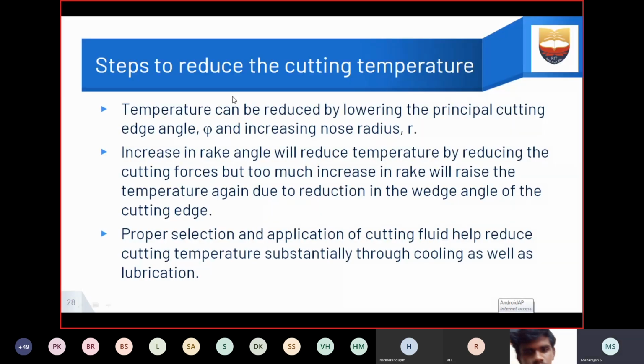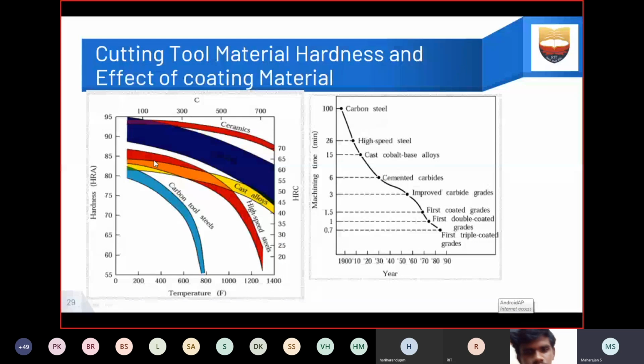Now, the steps to reduce the cutting temperature. What are the steps to reduce the cutting temperature? That is very, very important. You have to reduce the principal cutting edge angle and increase the nose radius. This is one idea to reduce the cutting temperature. Increasing the rake angle will also reduce the cutting temperature. And we also have to select the proper cutting fluid. These three things are very, very important to reduce the cutting temperature. Another one is cutting tool material hardness and the effect of coating material.